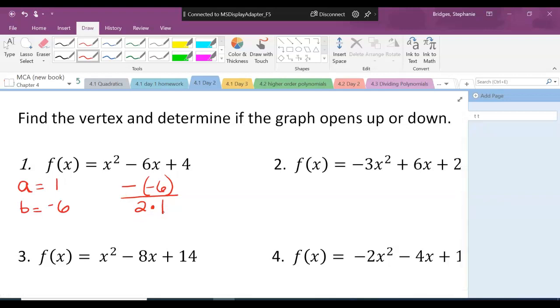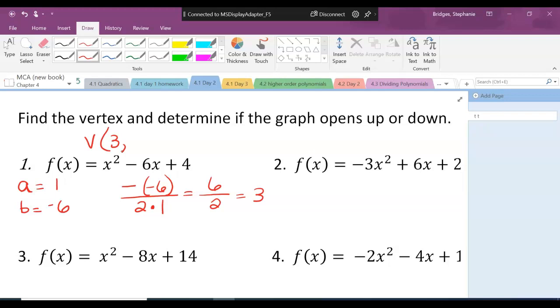Again, the formula for h, how we find h, is we do the opposite of b over 2 times a. So what is the opposite of -6? That's 6. And then 2 times 1 is 2, and that reduces to 3. So for my vertex, the h value or the x value, whichever one you want to call it, is going to be 3. Is everybody okay there? Okay.